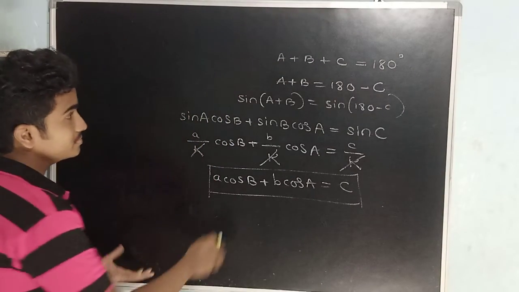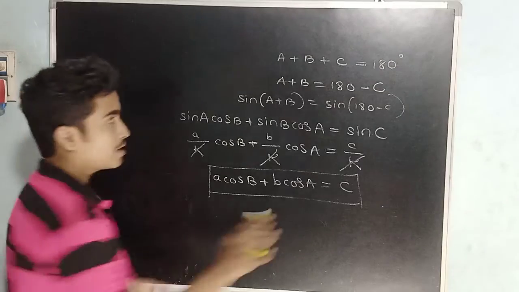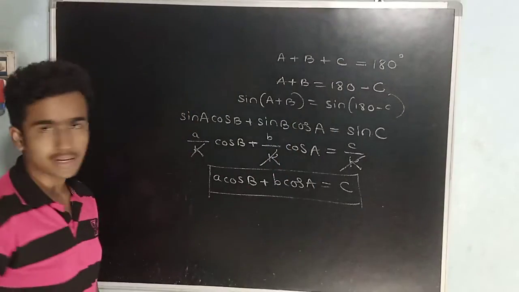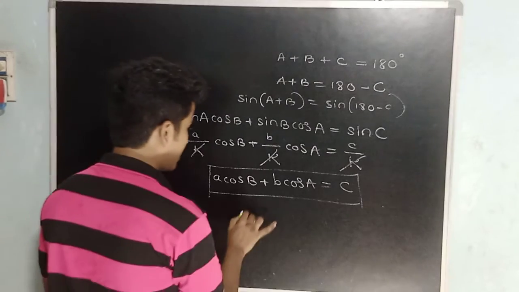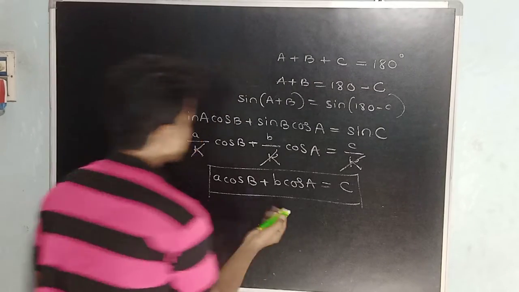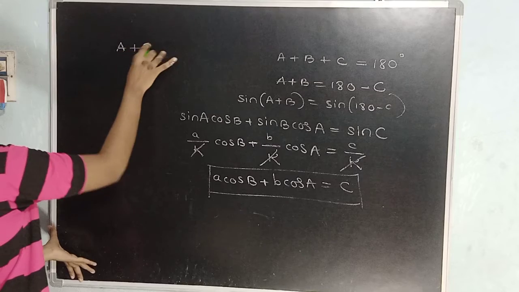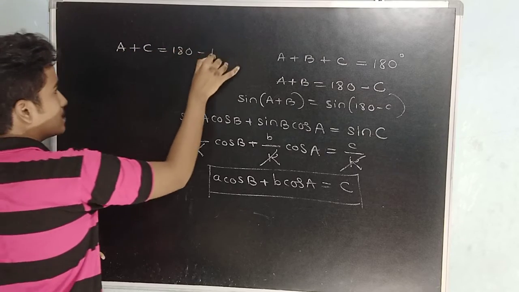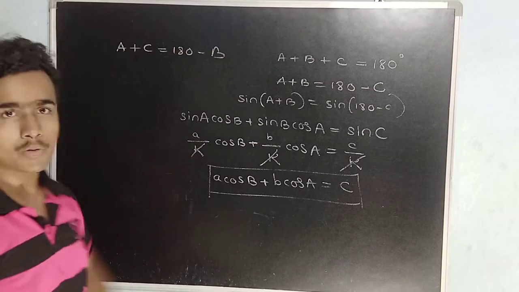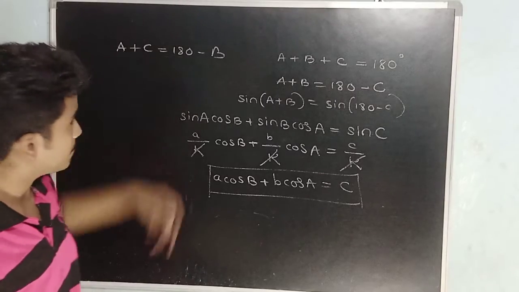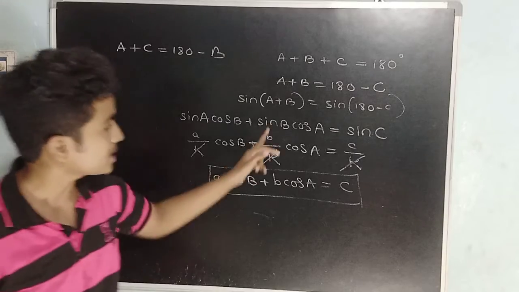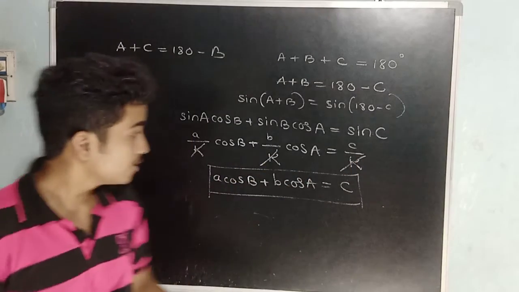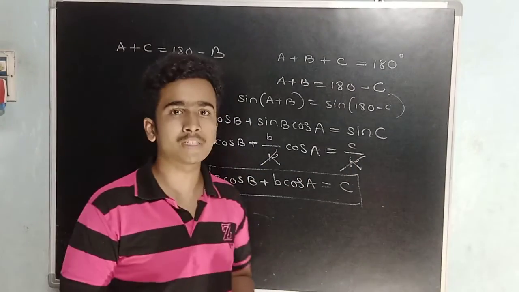Similarly, first we have B plus C is equal to 180 minus A. Now A plus B is equal to 180 minus C. Next, A plus C is equal to 180 minus B. Take sine on both sides. We are going to get sin of A plus B is equal to sin C. Expand it and apply sin A by k, sin B by k, sin C by k. We are going to get another identity.